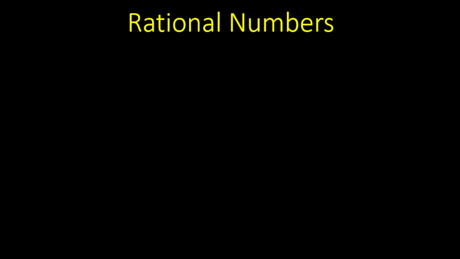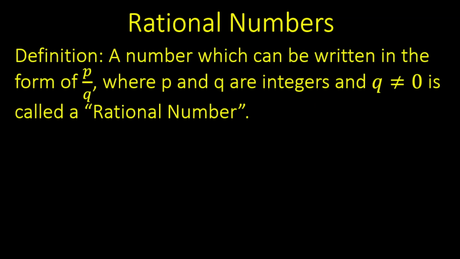Rational numbers. First, let us see the definition. A number which can be written in the form of p by q, where p and q are integers and q not equal to 0, is called a rational number. That means any number if we can write in the form of p by q, numerator divided by denominator, such that both numerator and denominator are integers and denominator should not be equal to 0. If they satisfy these two conditions, that number can be called a rational number.